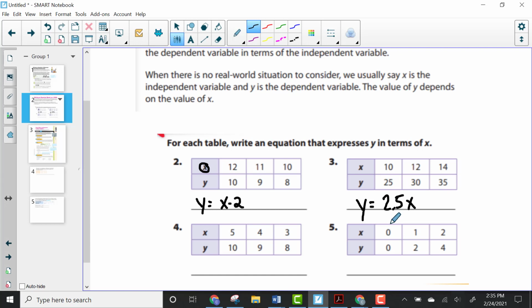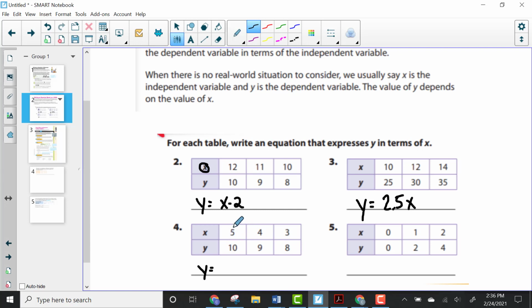Take a look at number 4. Again, we're going to understand that Y depends on what we're doing to X. We're not doing X equals Y. We're doing Y equals whatever's happening to X. So let's take a look at X. We could say we're adding 5 to X to get it to 10. So 5 plus 5 is 10. 4 plus 5 is 9. 3 plus 5 is 8. So that does work.